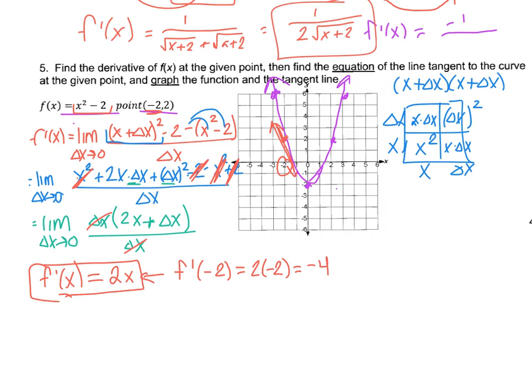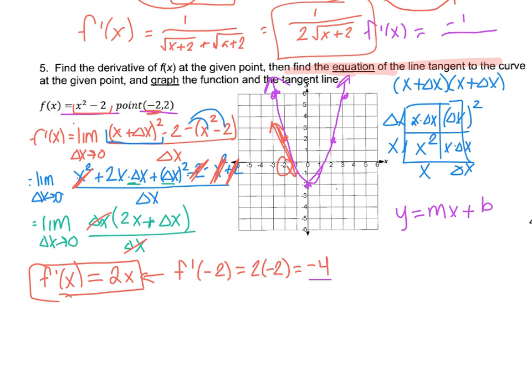And then it asks for, right here, we are asked to find the actual equation of the tangent line. We have the slope of the tangent line, but the equation of the tangent line, we know equations of lines are y equals mx plus b. Well, we know the slope of that line, which is the derivative at negative 2.